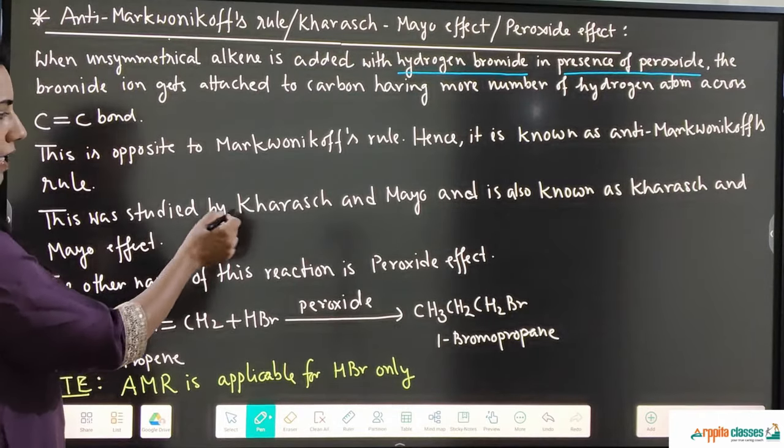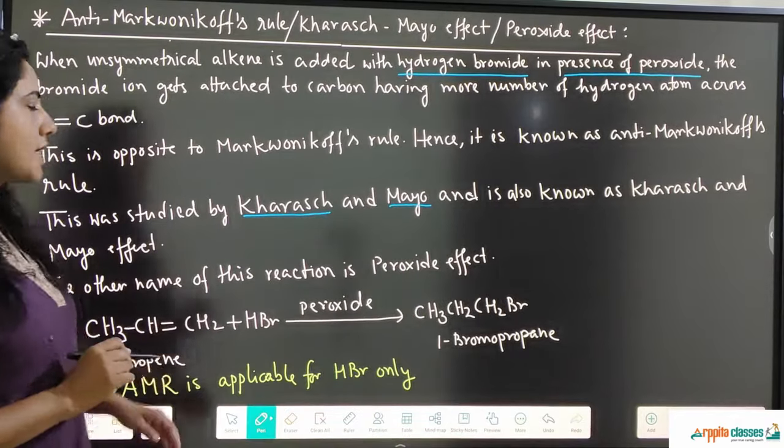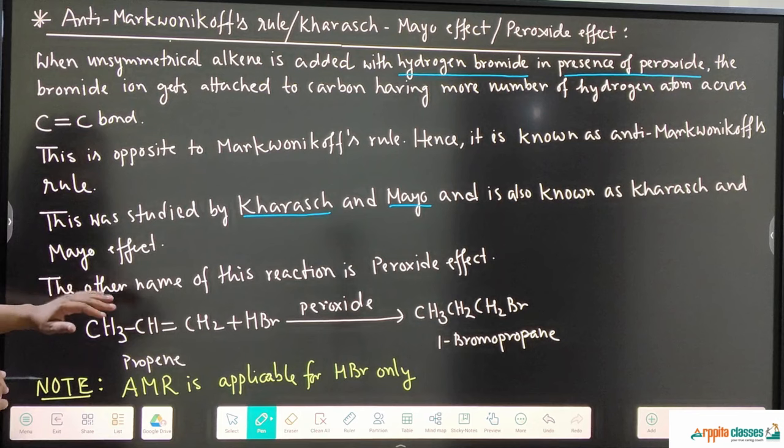And this was studied by Kharasch and Mayo, and that is why this is also called the Kharasch and Mayo effect. The other name of this reaction is peroxide effect.